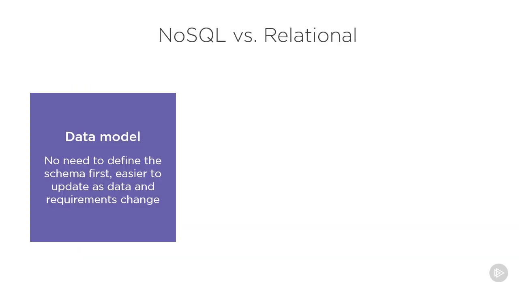So you are creating a new application and you need to store information about a person. Using a relational database, you needed to first create a table with the fixed schema and predict all the columns you want to have for the person object. For example, first name, last name, email. This is not the case for a NoSQL database. You don't need to define the schema first. It makes it easier to update the application and data based on the requirement changes.